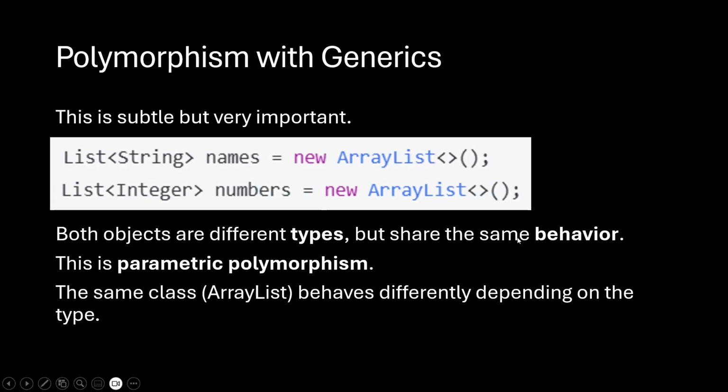We have different types of type parameters. The same class, which is array list, behaves a little differently depending on the type.